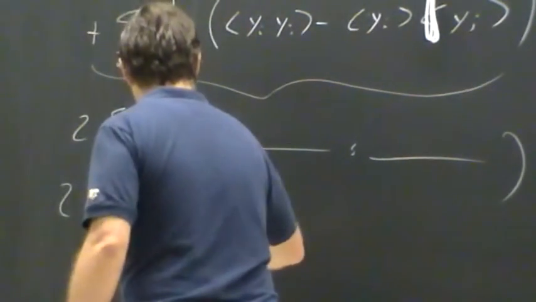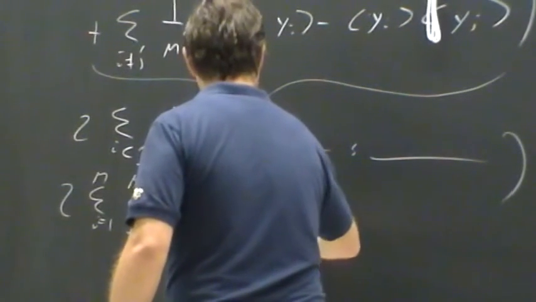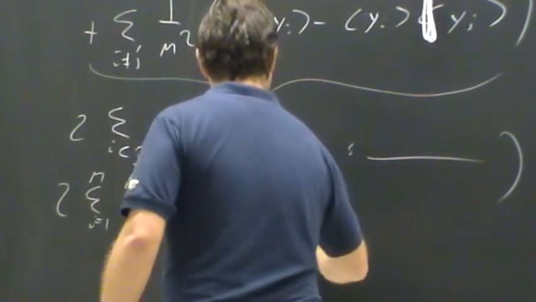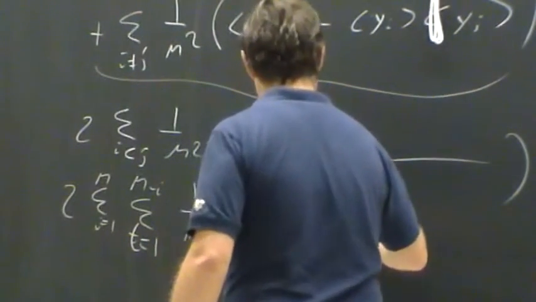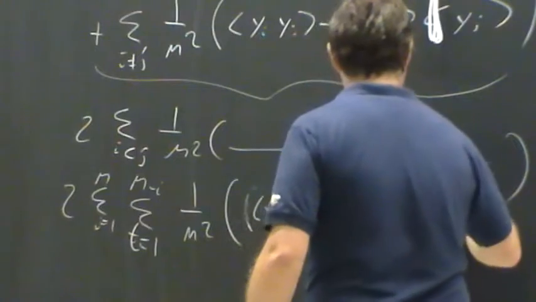Then I have 1 over m squared of the correlation of y_i and y_{i+t}, minus the expectation value of y squared.